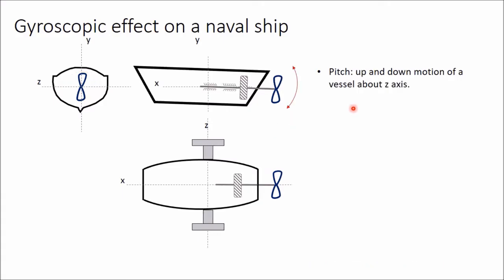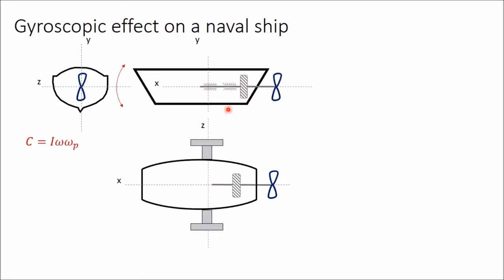Next motion is pitching, which is the up and down motion of a vessel about the z-axis. Now this z-axis is appearing as a point here. So about this z-axis, the ship is tilting up and down. So the motion is like this.